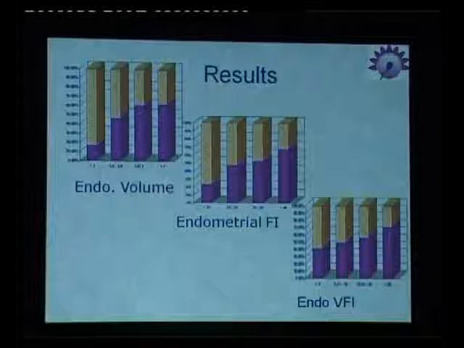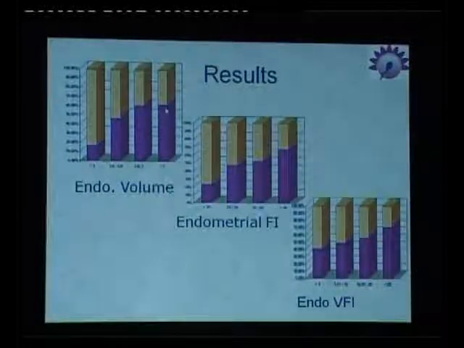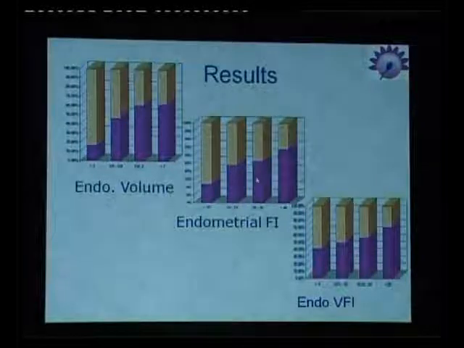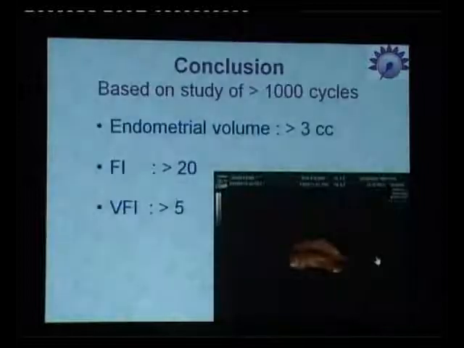And what we found was the pregnancy rates were definitely higher when the endometrial volume was 3 ml or more, and it remained then static and steady beyond 7 ml. The FI was 20 or more, and it again was rising till about 30, and then the VFI also, when it went more than 5, the chances of implantation were a little better.